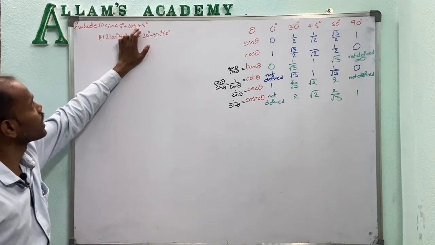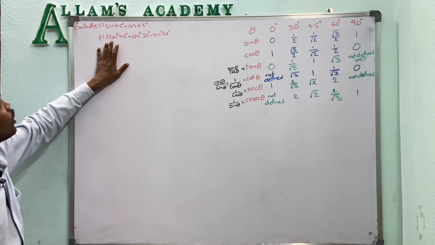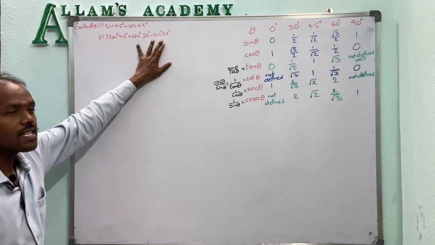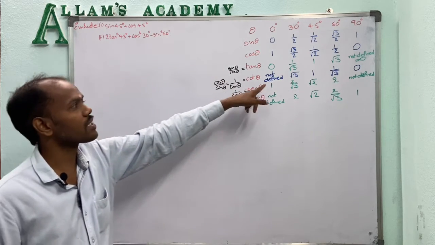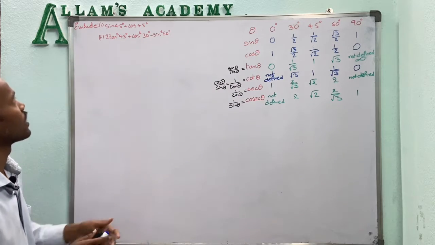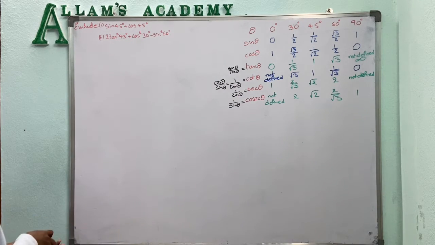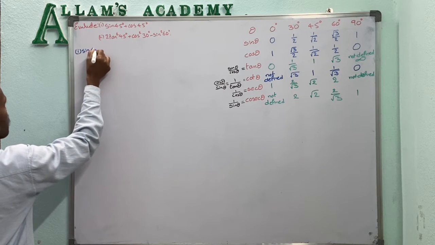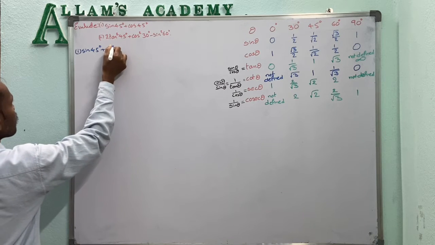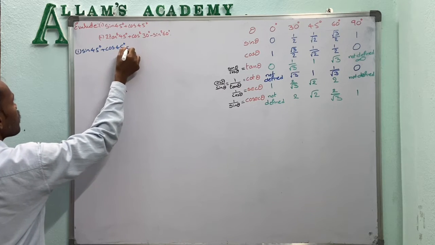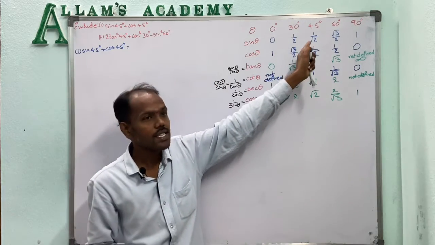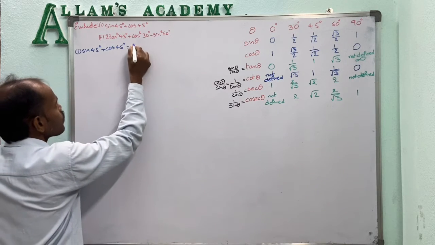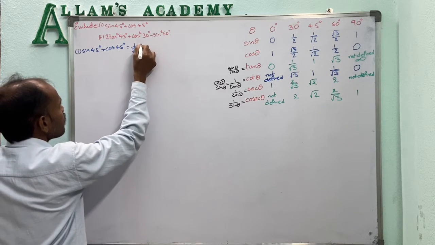Evaluate sin 45 degrees plus cos 45 degrees, and 2 tan square 45 degrees plus cos square 30 degrees minus sin square 60 degrees. So by using these trigonometric ratio values we find the solutions. First, given sin 45 degrees plus cos 45 degrees. From the table we know that sin 45 equals 1 by root 2, cos 45 equals 1 by root 2. So 1 by root 2 plus 1 by root 2.